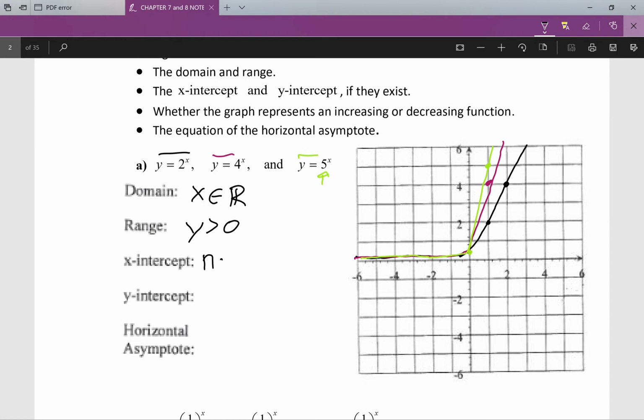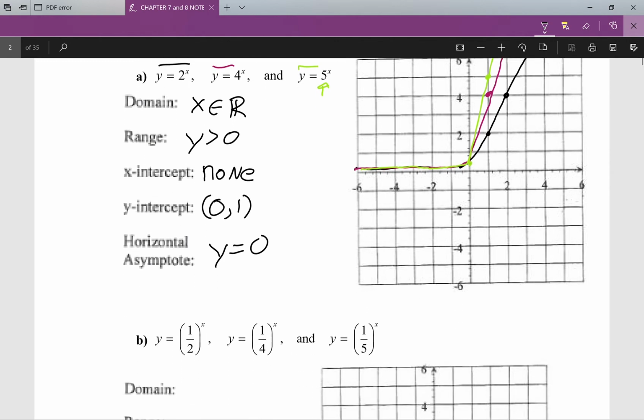X-intercept, well, there's not going to be one because we never cross the x-axis. My y-intercept is always going to be (0, 1) because any number to the power 0 is equal to 1. And my horizontal asymptote is always going to occur at y equals 0.